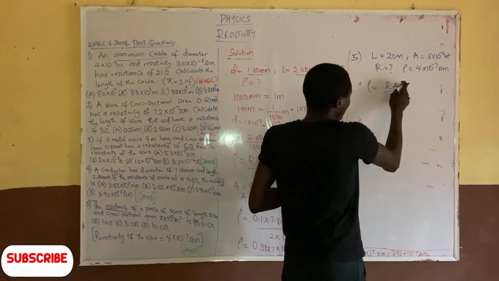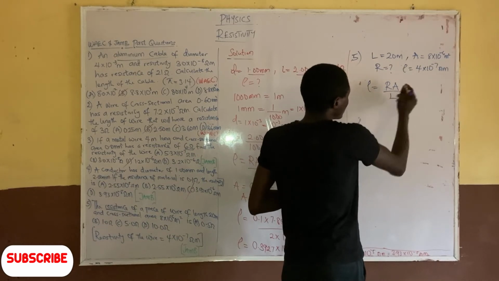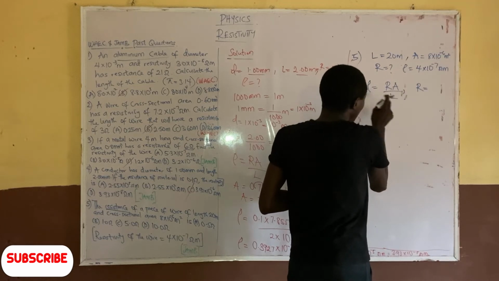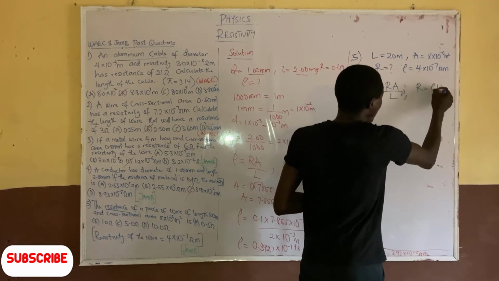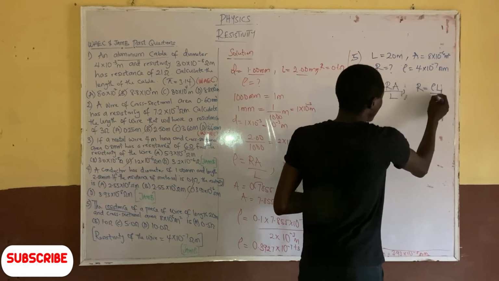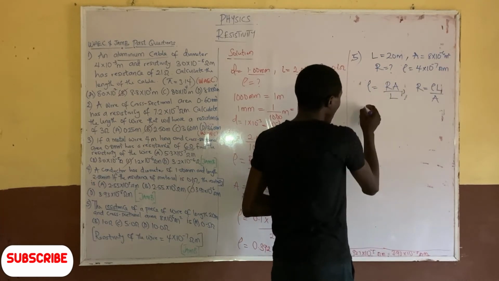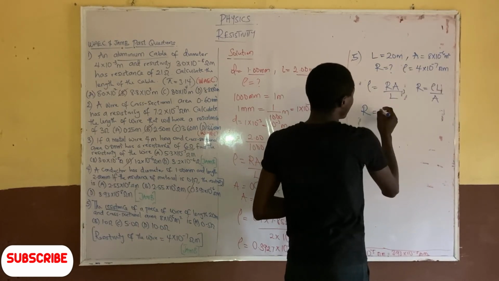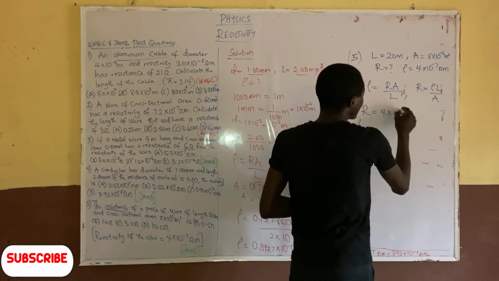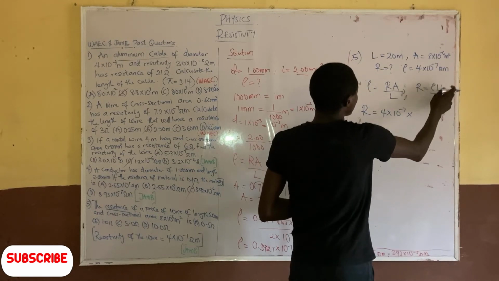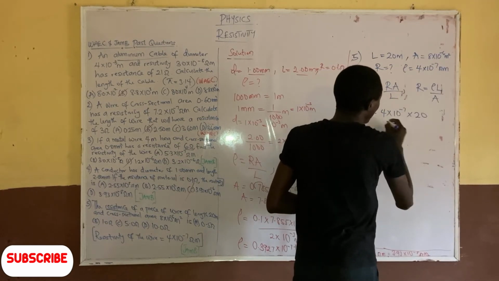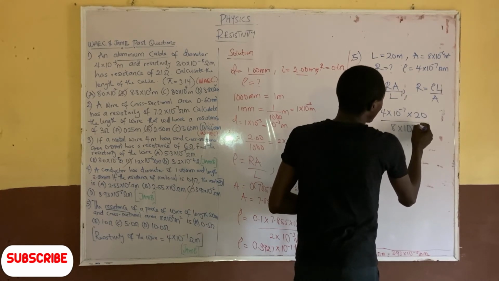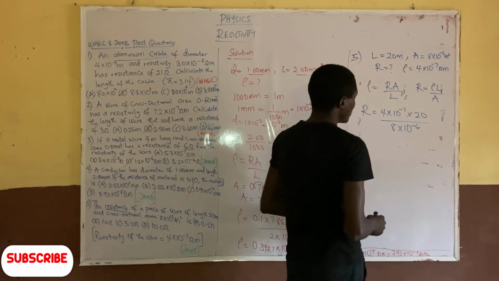From here we can make resistance the subject of the formula. By cross multiplying and dividing both sides, we have R is equal to resistivity times length all over area. What's your resistivity? 4 times 10 raised to the power minus 7 multiplied by the length, which is 20, all over the area, which is 8 times 10 raised to the power minus 6.